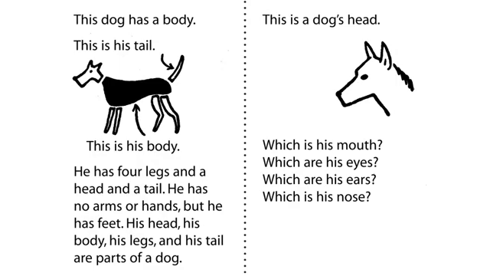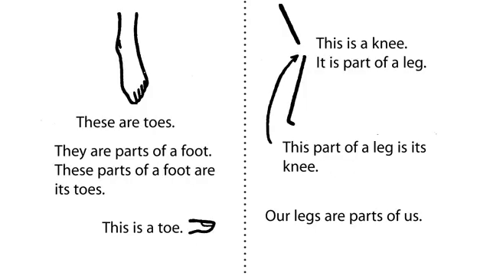This is a dog's head. Which is his mouth? Which are his eyes? Which are his ears? Which is his nose? This is a foot. These are toes. They are parts of a foot. These parts of a foot are its toes. This is a toe. This is a leg. This is a knee. It is part of a leg. This part of a leg is its knee.